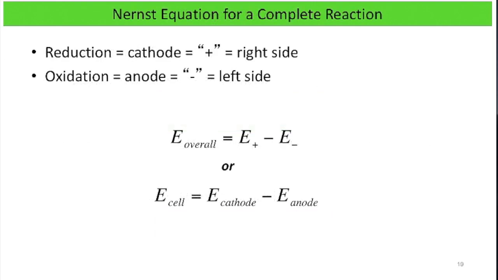Okay, so remember when we're talking about these electrochemical cells, the reduction is the cathode. It's on the right side of a line diagram or a cell diagram. The oxidation is the anode, and that's the left side of the cell diagram. So when we want to figure out the potential of an electrochemical cell at standard state conditions, we will simply use this equation here, which is the overall voltage or the overall potential of the cell is going to equal the reduction potential of the cathode minus the reduction potential of the anode. And again, you'll find these in the appendix in your textbook.